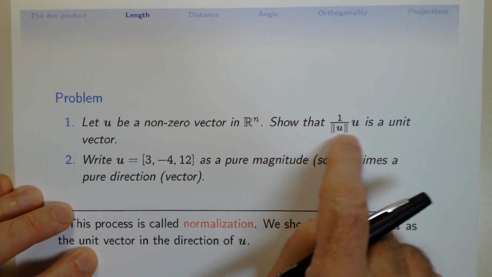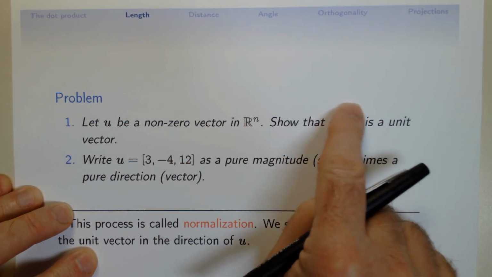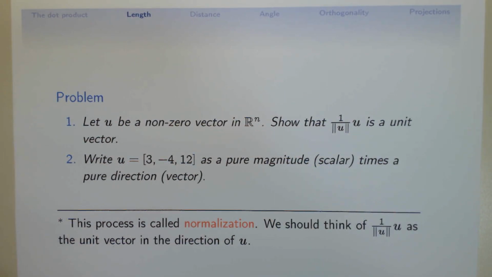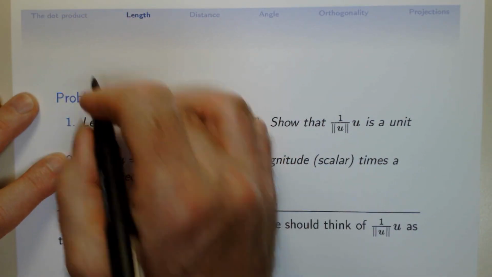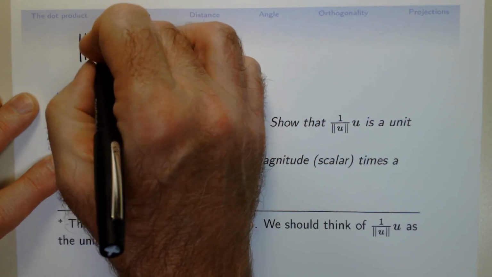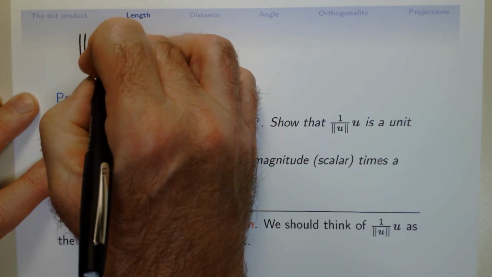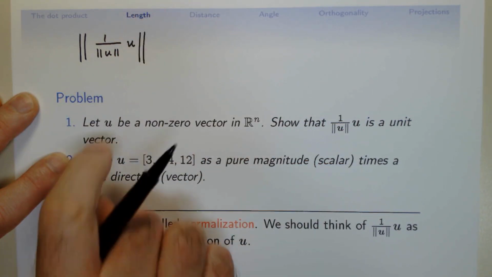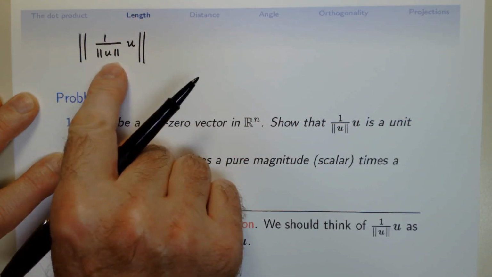So the acid test for us here is going to be to compute the length of this vector and to show that it's equal to 1. So let's set out on this task. We've got to compute the length of a vector of this form. So this is asking for the length of this vector.